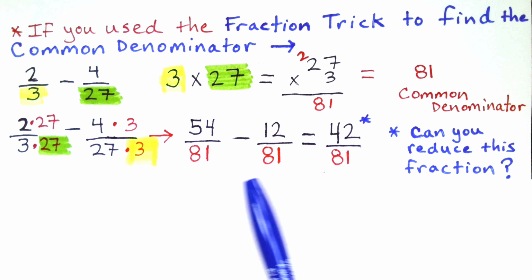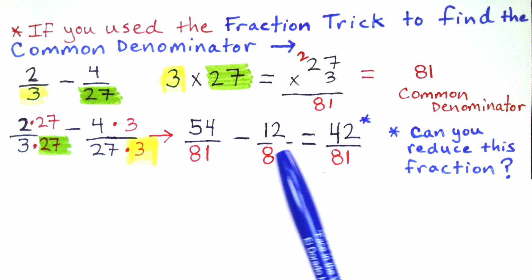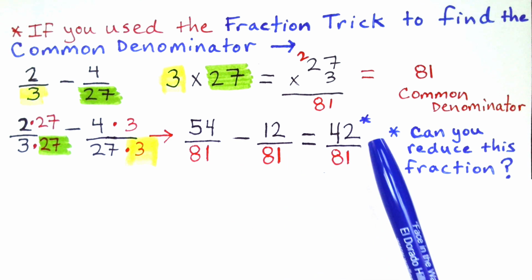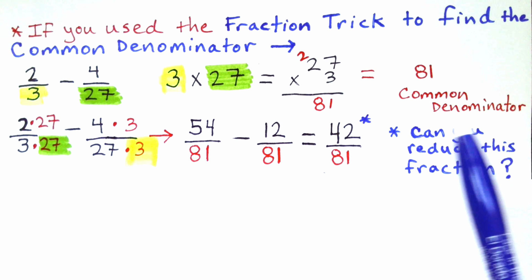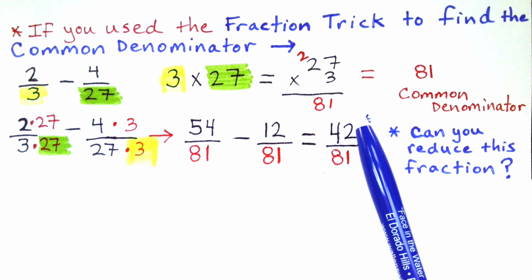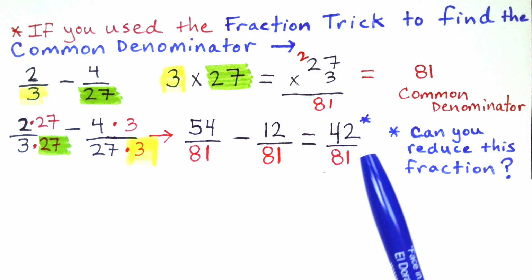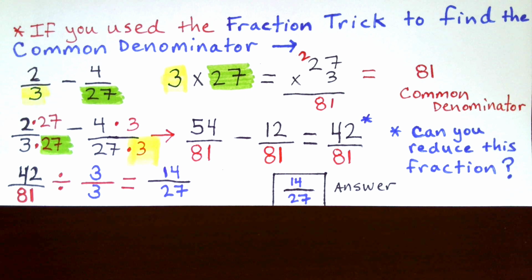Because we have the same common denominator, again, we can add or subtract the top numbers or the numerators. 54 minus 12 is 42. 42 over 81. The question you have to ask yourself, can you reduce this fraction? Is there a number I can divide into top and bottom evenly without a remainder that will simplify or reduce this fraction? Yes, you absolutely can reduce this fraction.